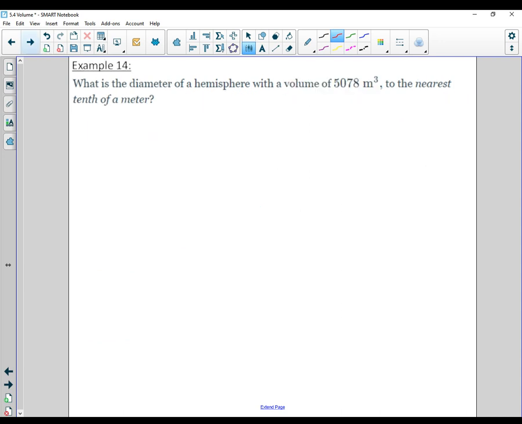Last type of problem you'll run into is when they give you the volume, right? So you still have all those things. You could be given a sphere, a hemisphere, a radius, a diameter, any combination of those, and then they could give you a volume instead. So what is the diameter? So now we're looking for the diameter of a hemisphere with a volume of 5078.